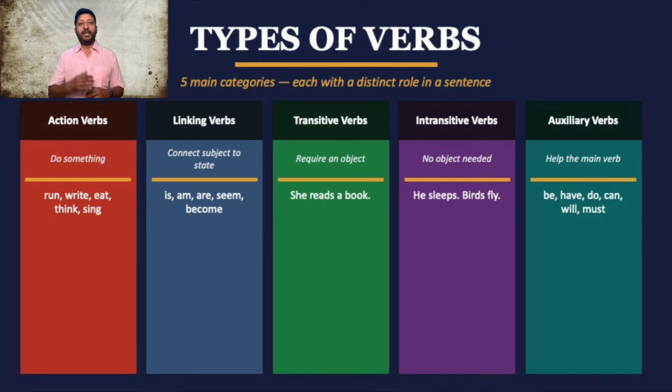Let's take a look at the types of verbs then. There are 5 main categories. An action verb, where somebody or someone is doing something. Words like run, write, eat, sing. There are linking words, where you connect the subject to the state, to how he or she is feeling maybe. Words like is, am, are, and so on. Transitive verbs, which require an object. She reads a book, for example. Intransitive verbs, where no object is needed. He sleeps or birds fly. Auxiliary verbs, which help the main verb. Words like be, have, do, can, and so on.